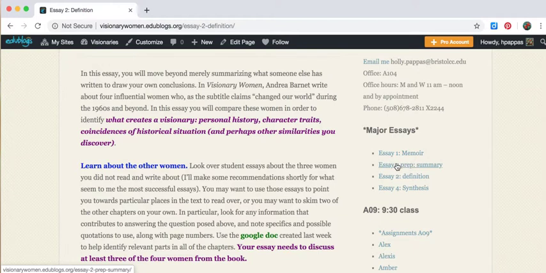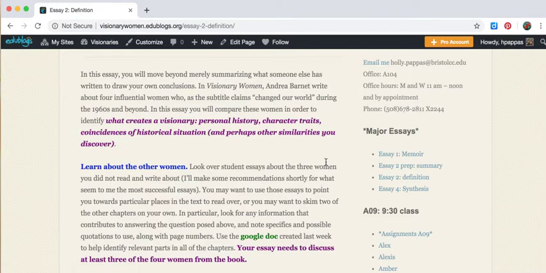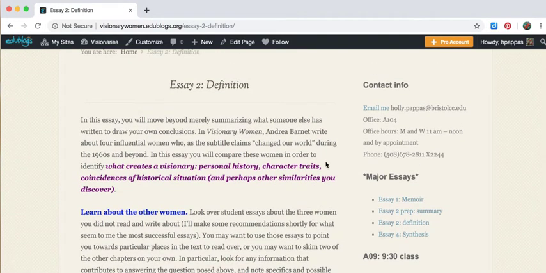This is the summary that was already due. I don't really consider it a full-blown essay because you're not advancing your own point of view, but just trying to capture and condense what Barnett said about your particular woman in her chapter. So this is collecting information that you're using in this essay 2 definition, which is more your own thoughts. So you're promoting your thesis about what are the crucial traits of a visionary.